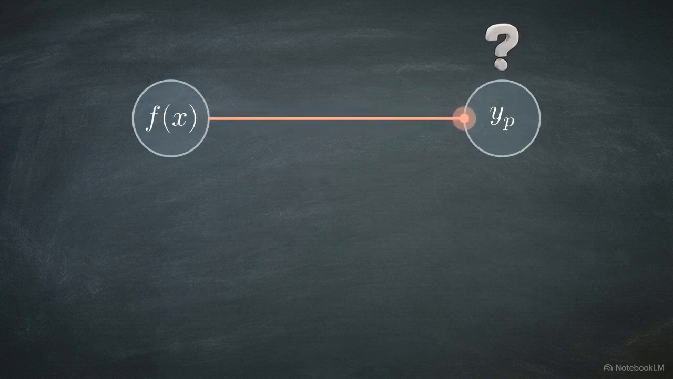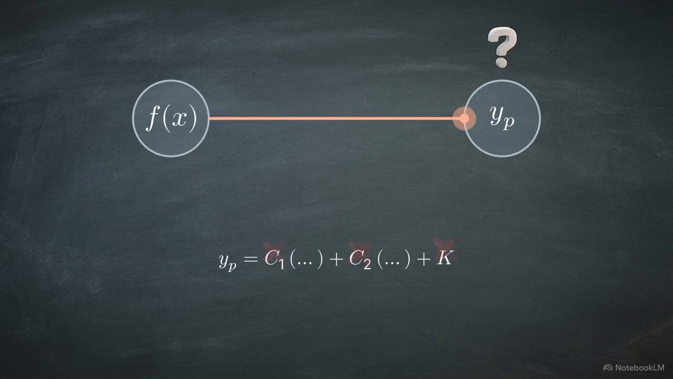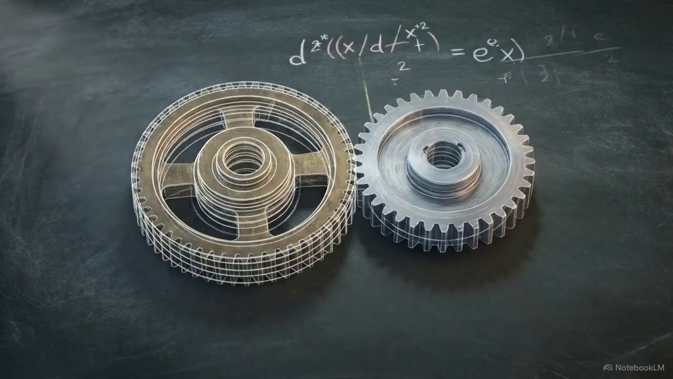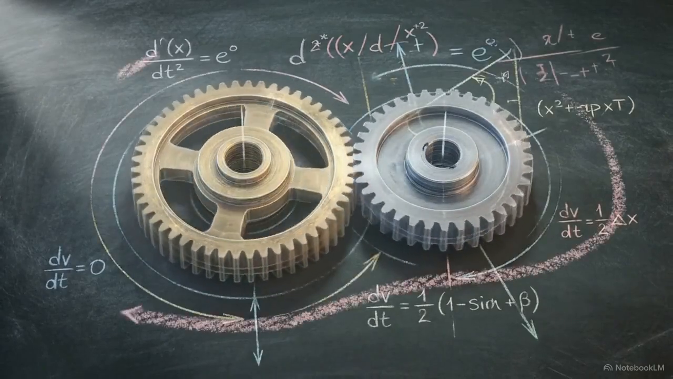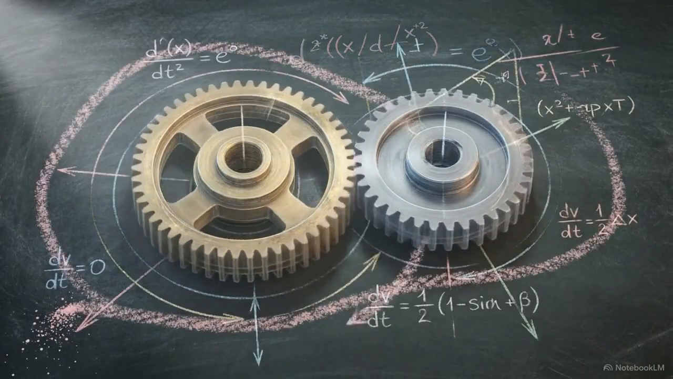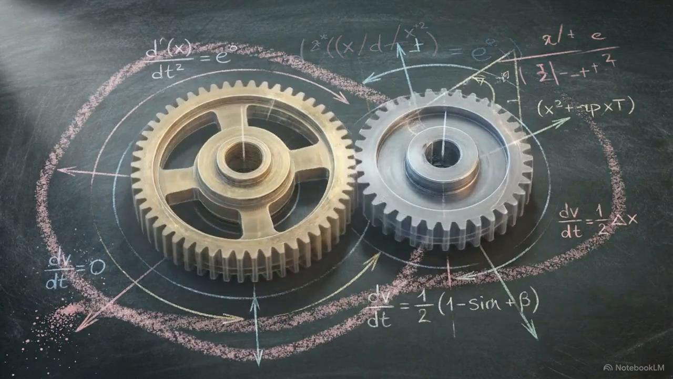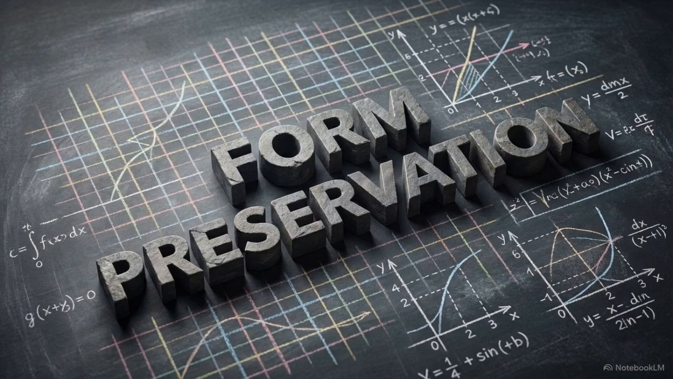This presents a distinct analytical challenge. We have to systematically deduce the exact form of yp without relying on any arbitrary constants to absorb our math errors. To find the true, full state of the system, we need a mechanism that maps the external force directly to a specific, constant-free solution. We achieve this mapping using the method of undetermined coefficients.